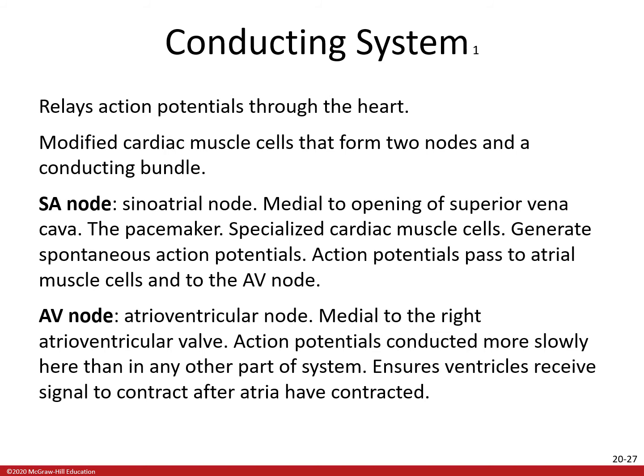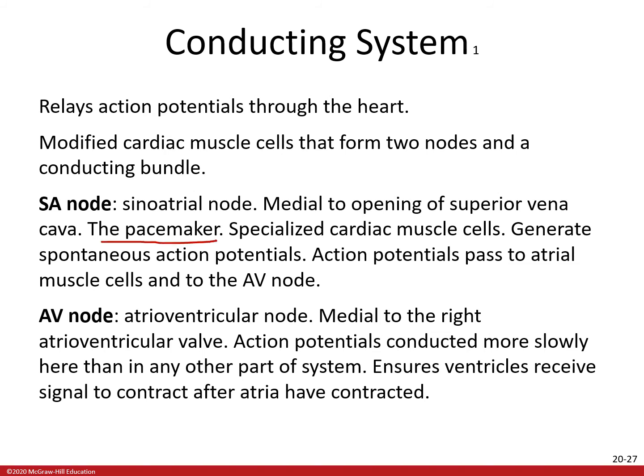Do make a note that both of these nodes, the SA and the AV, are both located in the right atrium. So they are both going to be within that first chamber that blood is coming into from the body, the right atrium. So with the SA node, make a little note here that it is going to be called the pacemaker.